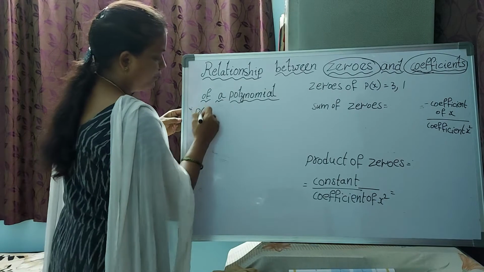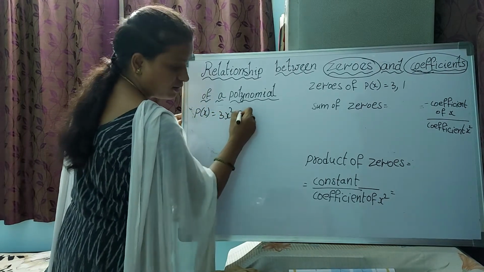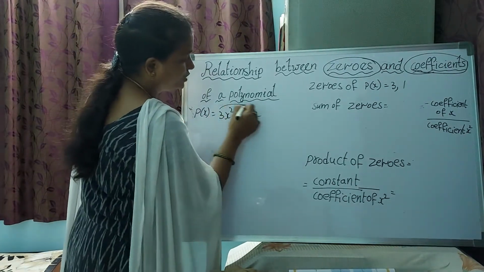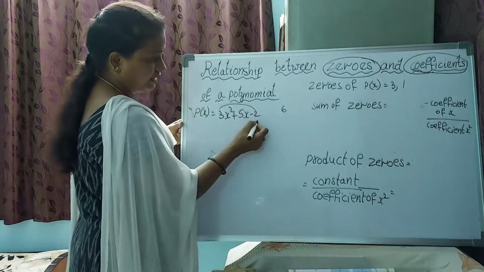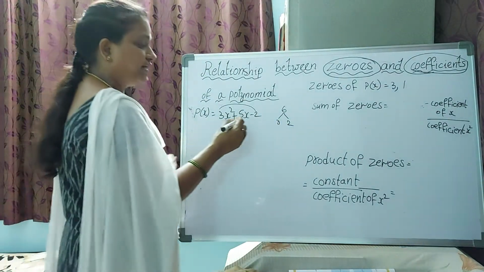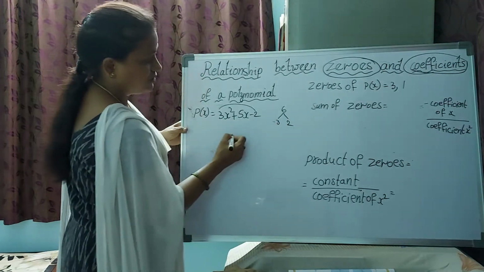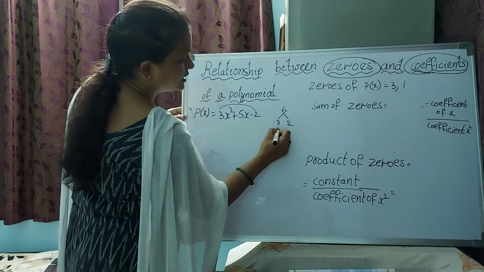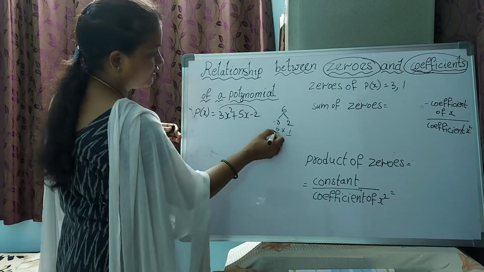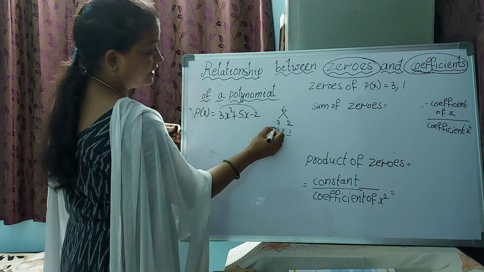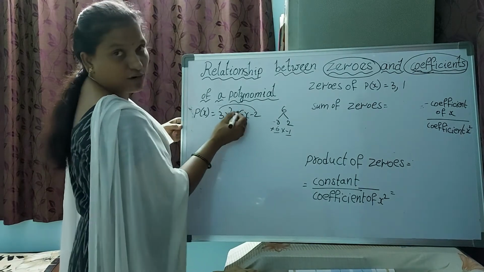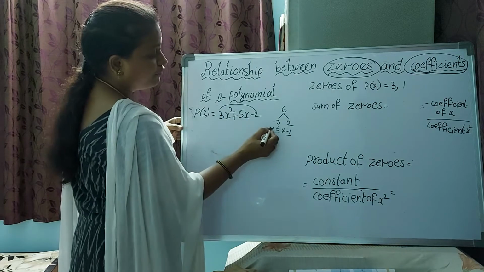See, for example, p of x is equal to 3x square plus 5x minus 2. How to find the zeros of the polynomial? Multiply these two. 3 2s are 6, which is the constant term. So what are the factors of this one? 3, 2. If you add this one, minus 3, okay, or 6 ones are 6. In any way you can take. We'll take 6 and 1. If you take 6 and 1, 6 ones are 6, and plus 6 minus 1 means 5. So the middle term also you have to satisfy. 6 minus 1, 5, and before the big number, plus is there.